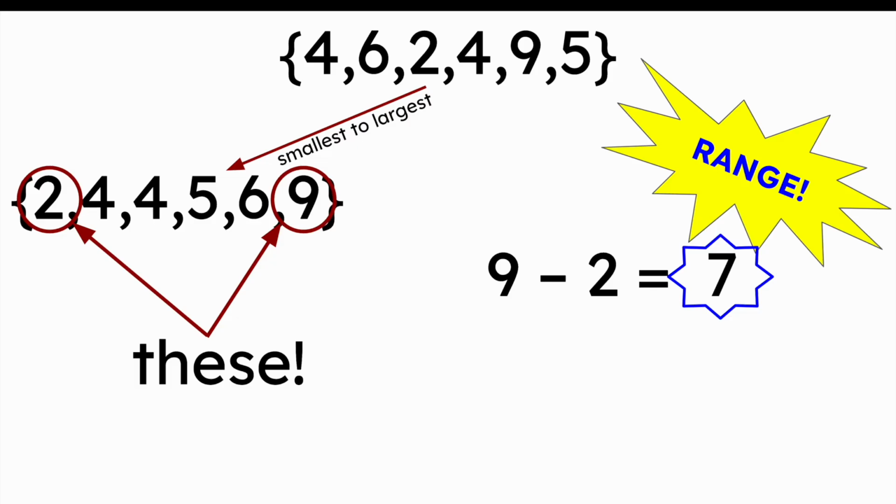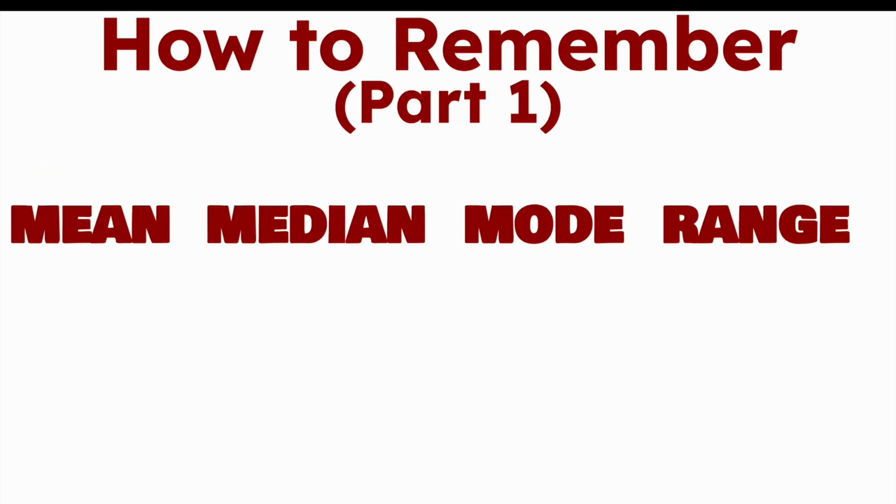That is the end of my explanation of how to find mean, median, mode, and range. But remember, that's only like the first challenge. The second challenge is to keep them straight. How do you remember what the mean is? So I have mnemonic devices for all four of these. And then you'll notice there's a part one. There's a part two, which is going to blow your mind.